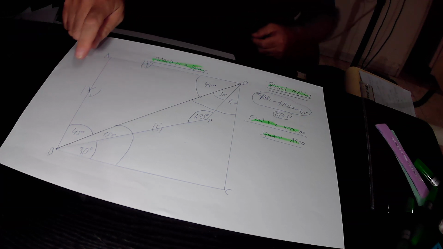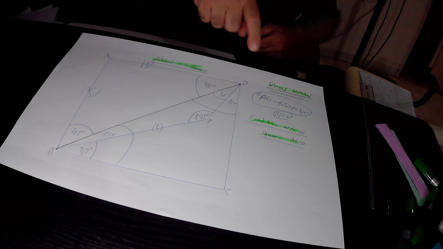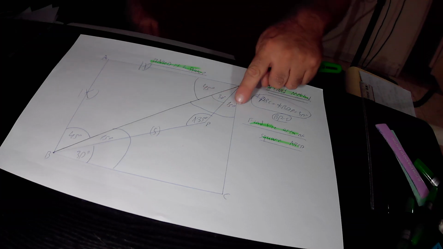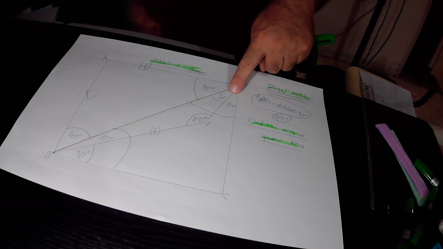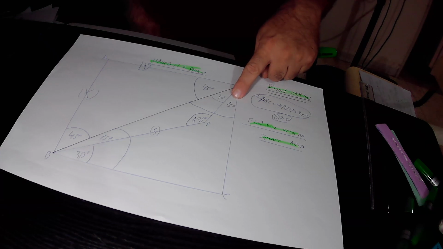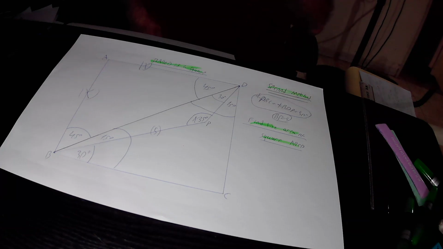Likewise, diagonal BD bisects angle ADC. This is the first half of angle ADC. That is equal to 45 degrees in size. This is the second half of angle ADC. It must also be equal to 45 degrees in size. But this angle equals 30 degrees, and therefore this piece angle must be equal to 15 degrees in size.